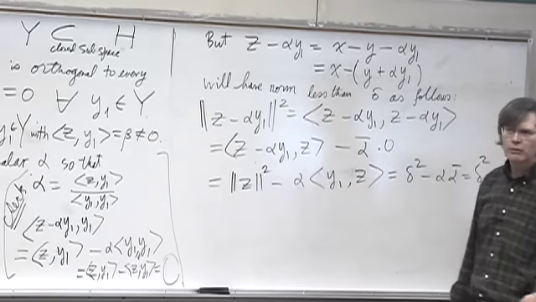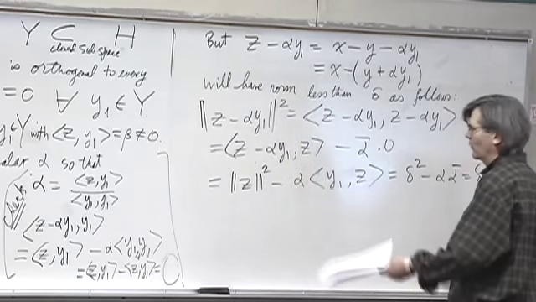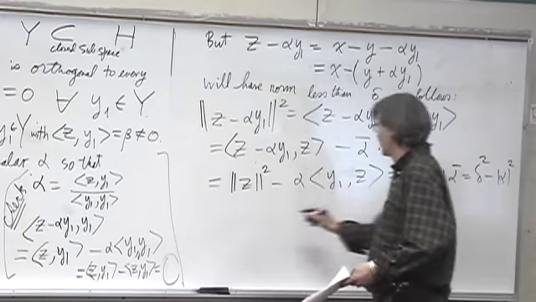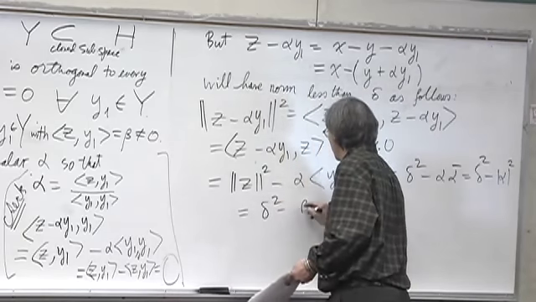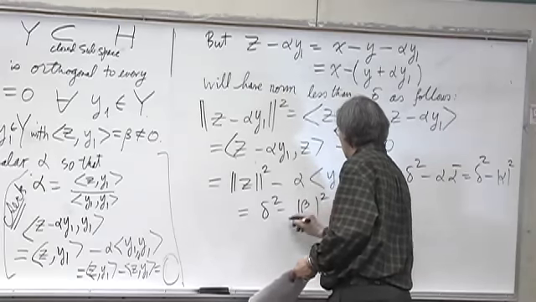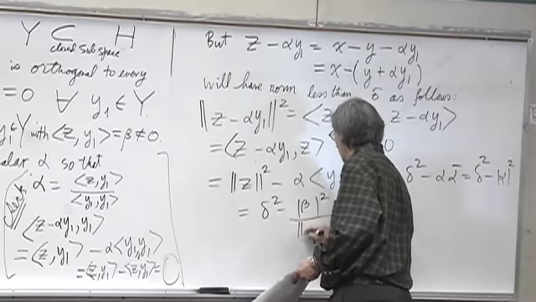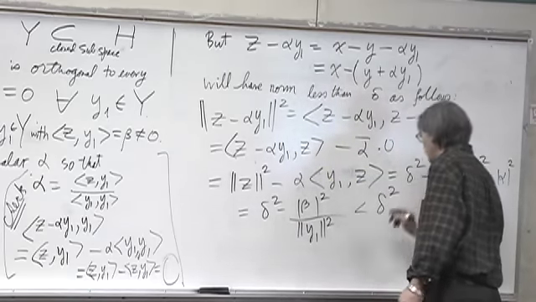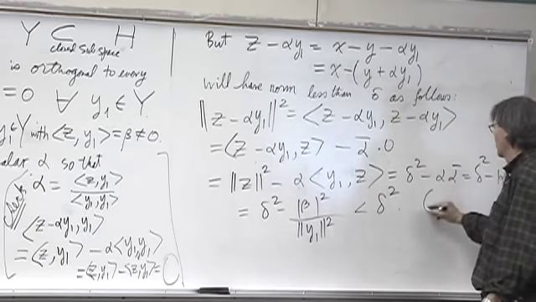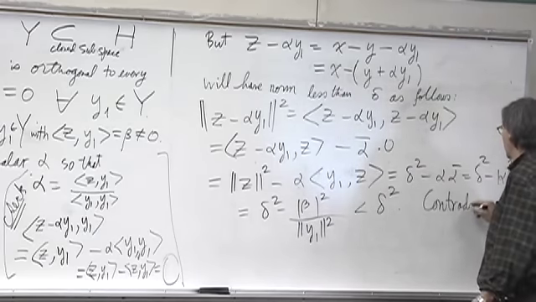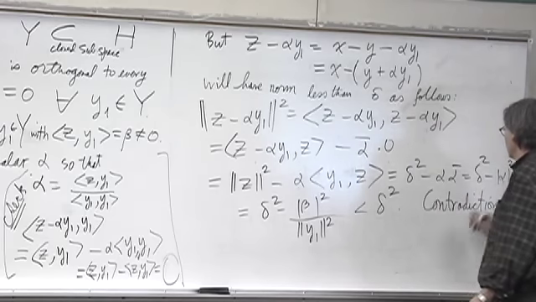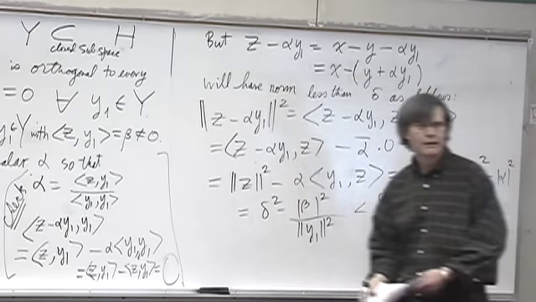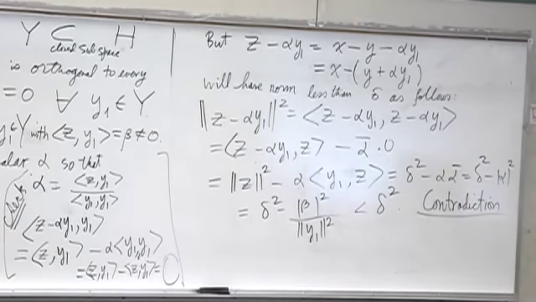Alpha was not equal to 0. It was beta squared over y1 squared, which is less than delta squared. So that's the contradiction. So a little bit of computing with the inner product. Okay, so we have then the orthogonality.